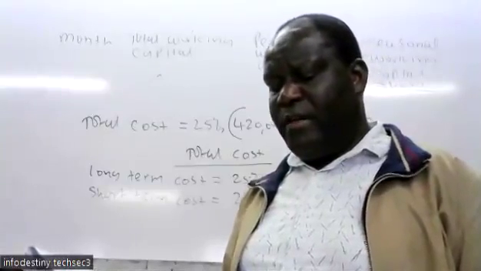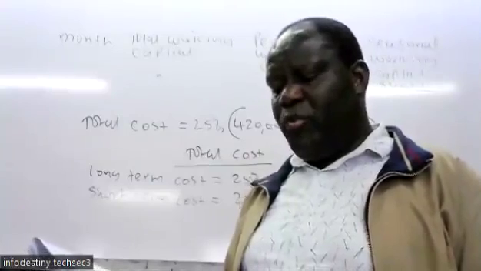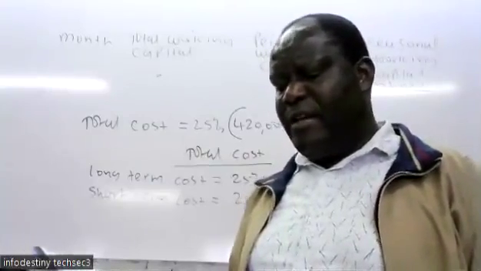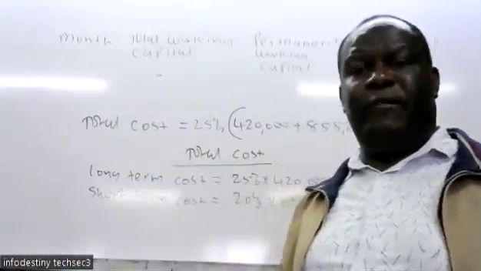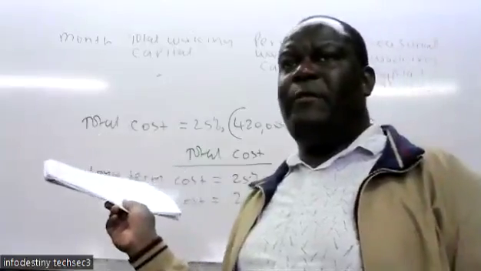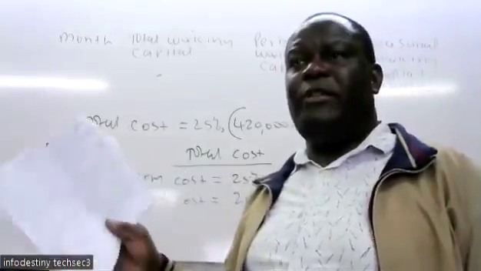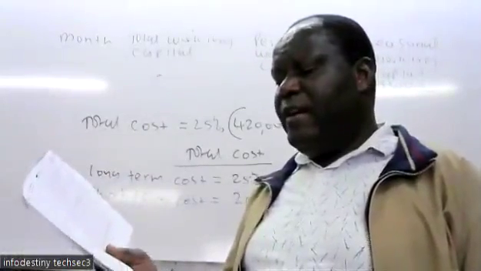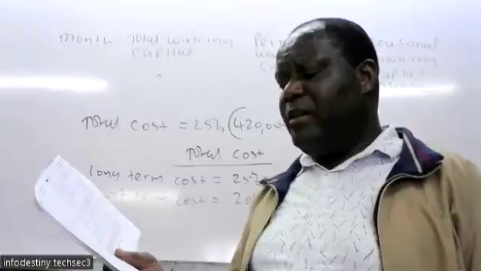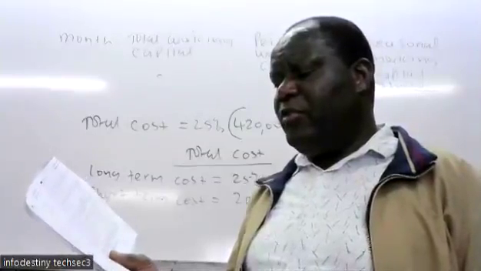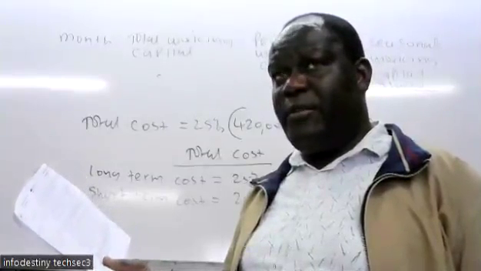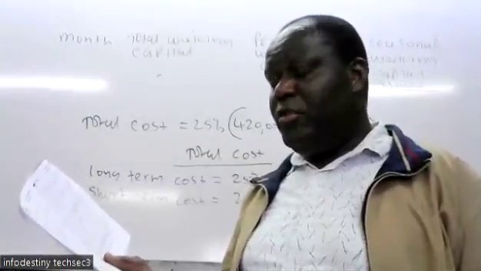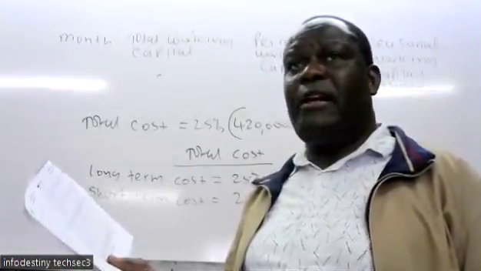So required Roman letter 1: schedule showing amount for the permanent and seasonal. I've given you that schedule. You can see the schedule you have prepared. Yeah, that is what is required in the Roman letter 1. Roman letter 2: average amount of the long-term and short-term finance that will be required. So long-term is the permanent working capital. You see that? Short-term will be the seasonal working capital.